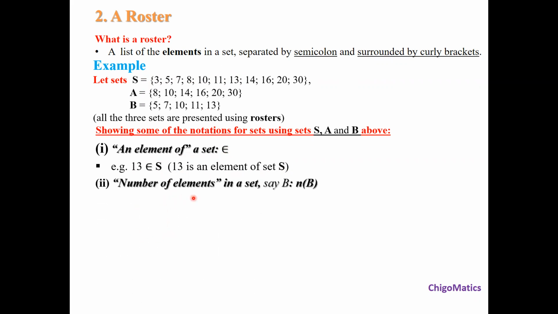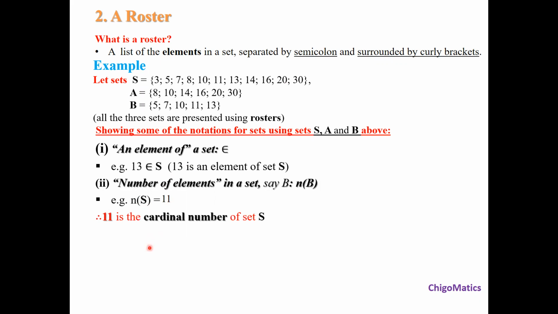Then you go on to the number of elements in a set. Let us give reference to set B that we have. To say the number of elements in set B, we write n, open bracket, then B, and close. This is what you need to understand, that we are saying how many elements are in set B. As an example, the number of elements in set S: we go to S and count them. If you count them, they are 11. So the number of elements in set S is equal to 11 elements.